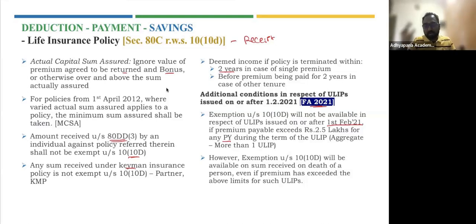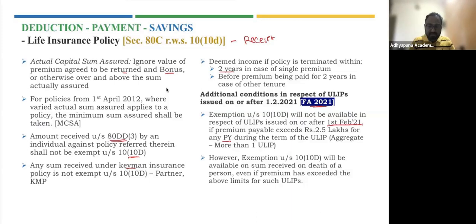So if it's more than one ULIP also, it is 2.5 lakhs in total. This is only for ULIP. What is ULIP? Unit linked insurance policy. This insurance policy will be linked to the equity market or securities market. So the ULIP value is based on your securities market. For this kind of policy, if you're having a premium of more than 2.5 lakhs in a year, then automatically the entire aggregate amount will be taxable.